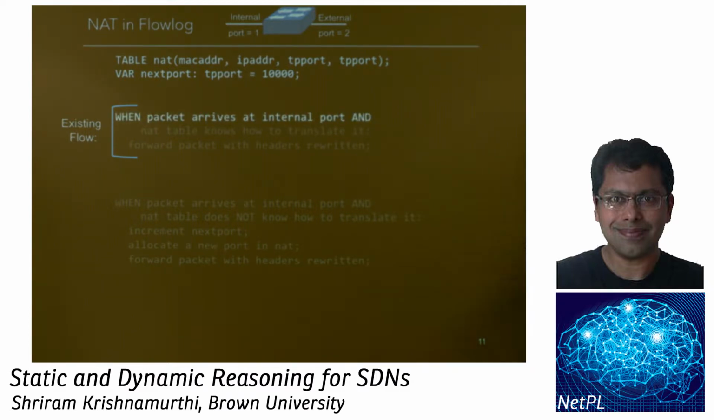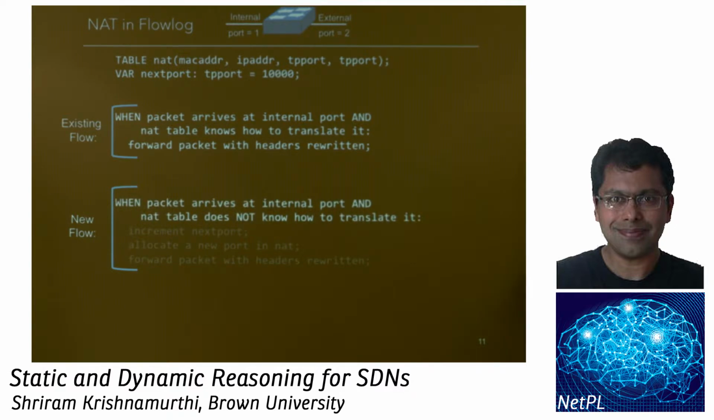In an existing flow, a packet arrives at an internal port and the NAT table knows how to translate it. Basically that's the definition of an existing flow, right? You look it up in the table, it's there, that means I've already seen this before. Well, we just rewrite the headers and forward the packet. Otherwise, it's a new flow. So when a packet arrives at the internal port and the NAT table doesn't already know how to translate it, well, increment the new port, allocate a port in the NAT table, and forward the packet with the headers rewritten. Now I'm giving you English.